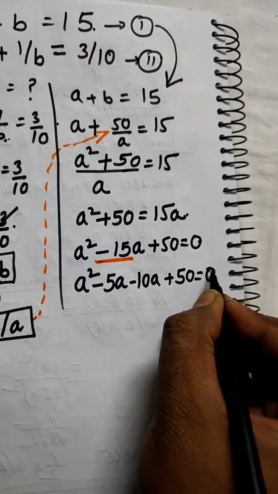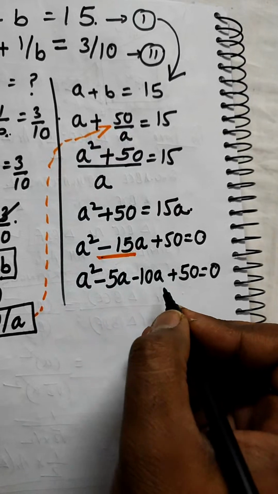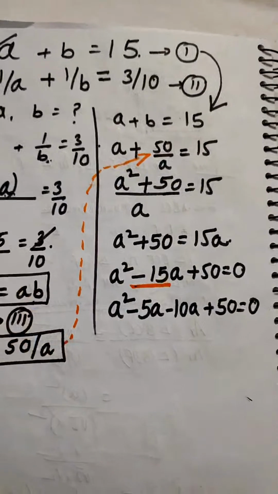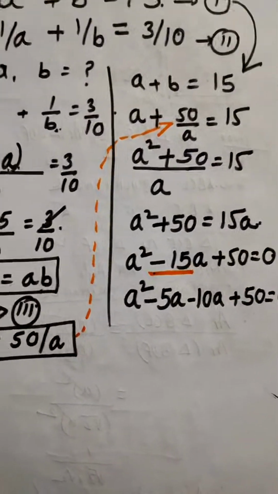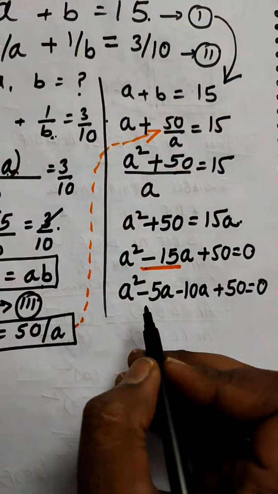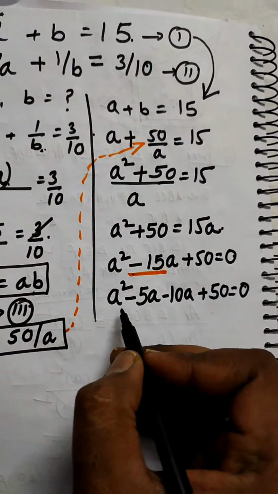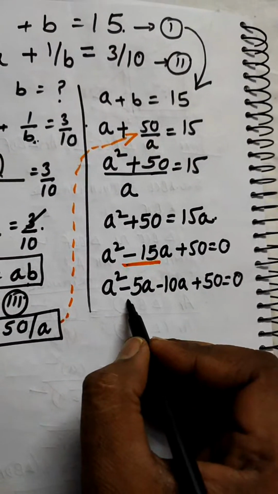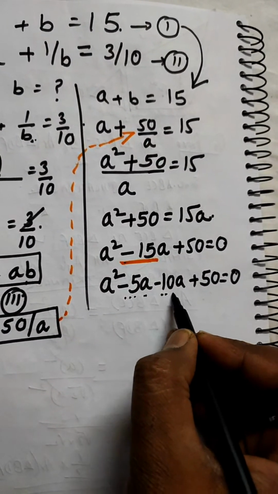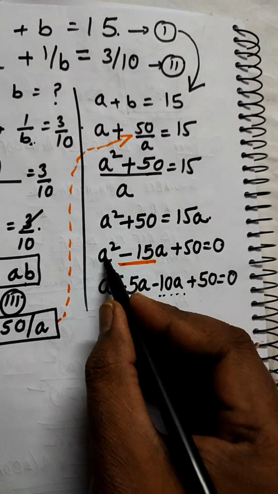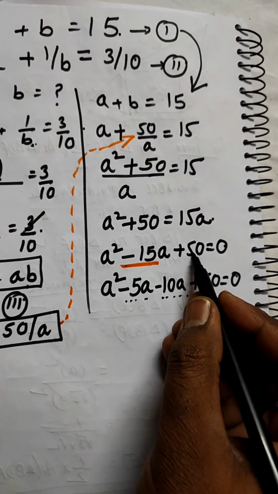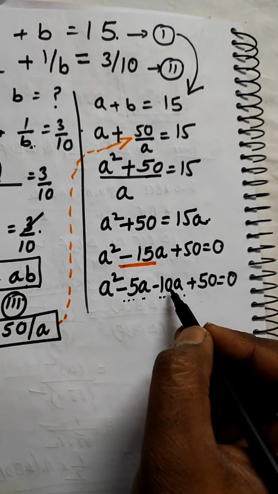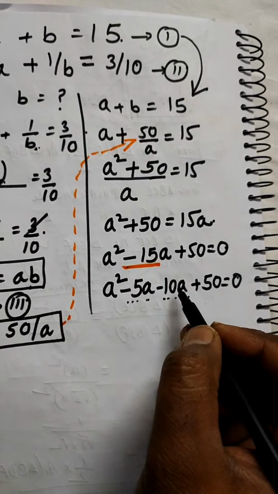I am explaining why I have written minus 5 and minus 10. Minus 5 and minus 10, when you add up, give you minus 15, and when you multiply them, that is the product of the first and last term, you get 50A square, right?